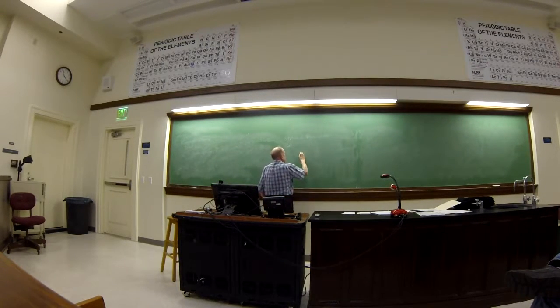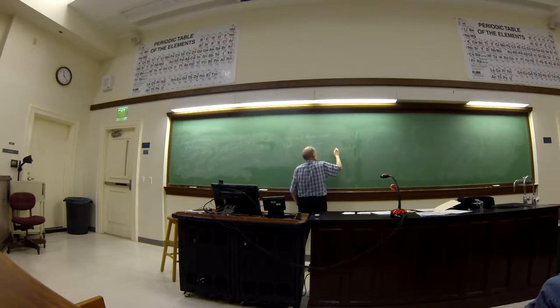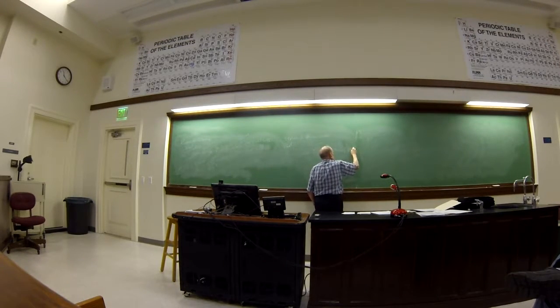I'll just write it out. Minus 2 pi Avogadro's number times the integral from 0 to infinity of e to the minus the potential function u of r divided by kT, minus 1, times r squared dr.